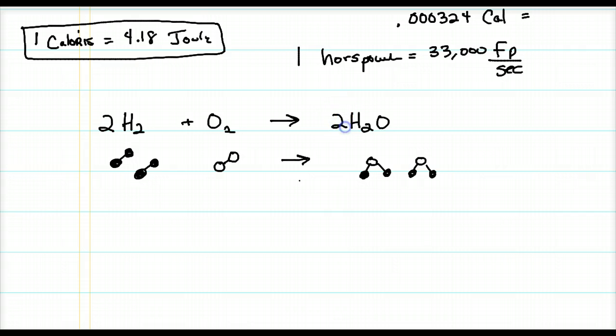That's why I put a 2 here. Notice we've used up all of the different atoms. It's called the law of conservation of mass. We'll get to that later. But in order for this to happen, I've got to break this bond. I've got to break these bonds. Bonds have to be broken. And of course, I have to form new bonds.